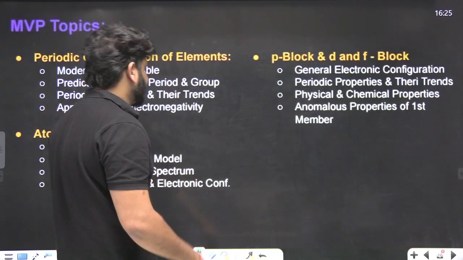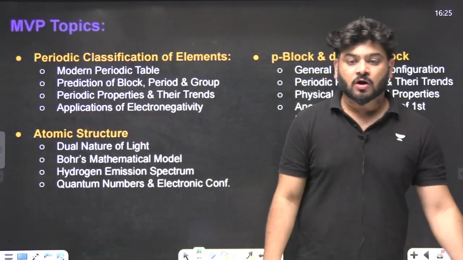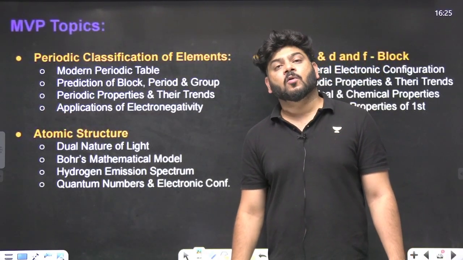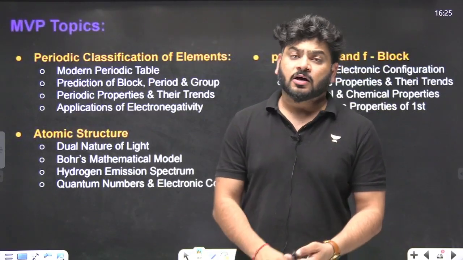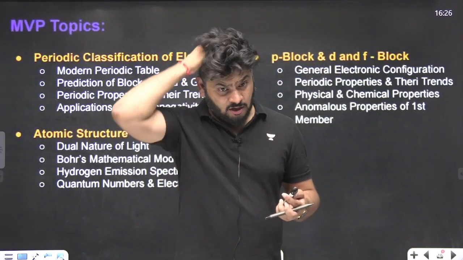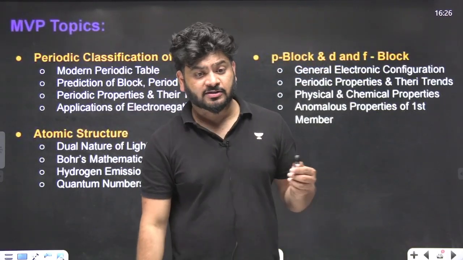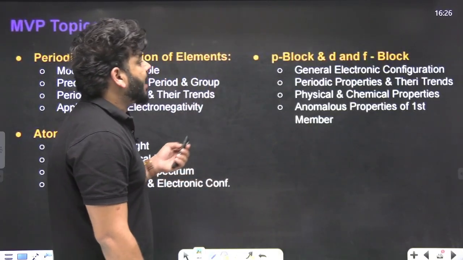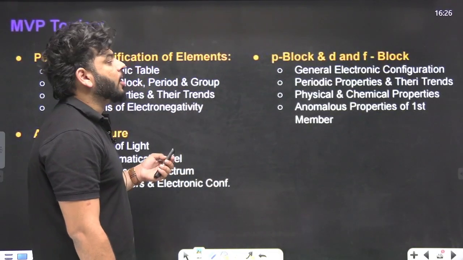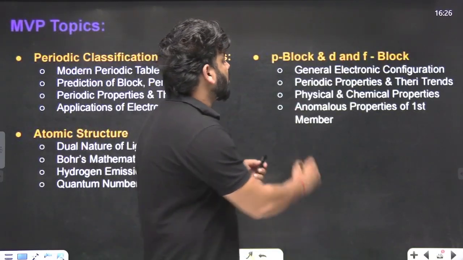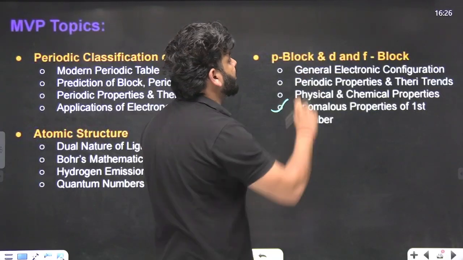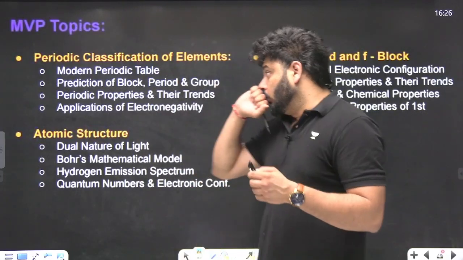These are some important topics that you need to cover. P block and D and F block both have similar kinds of topics involved in them: some important general characteristics, their periodic properties, their physical and chemical properties, and anomalous behavior of the first member. And this is only in P block. This is not followed in the D and F block.